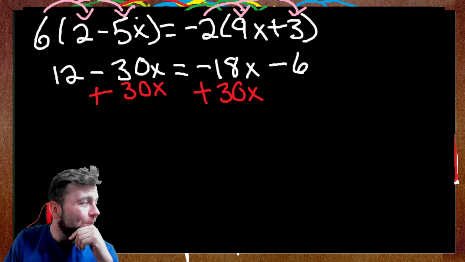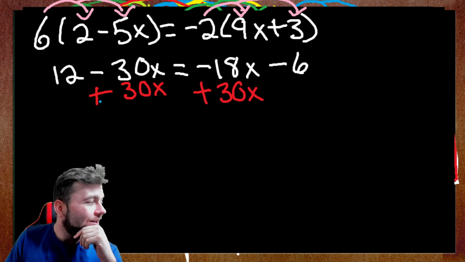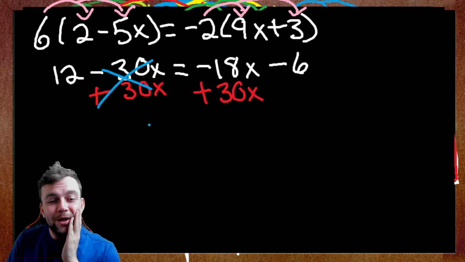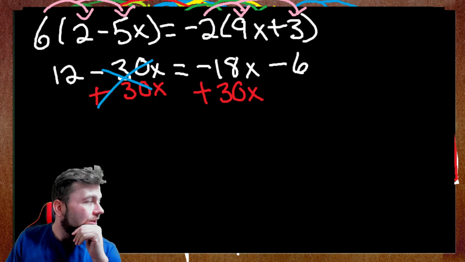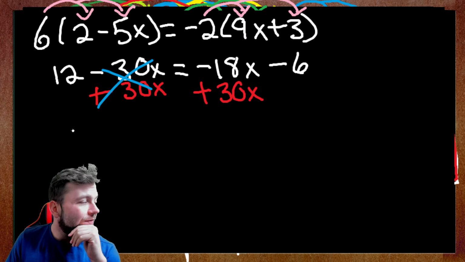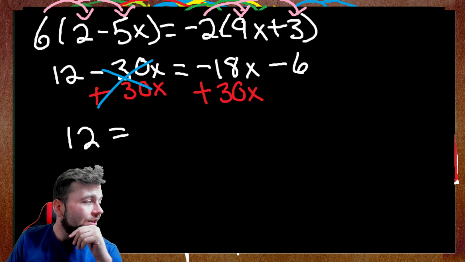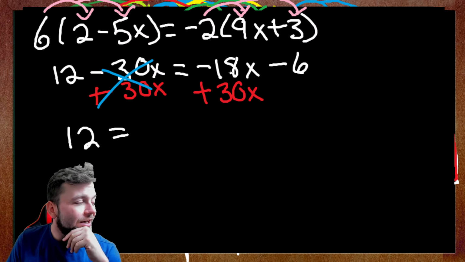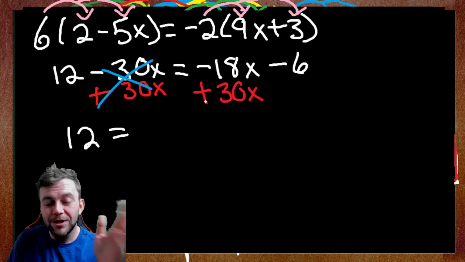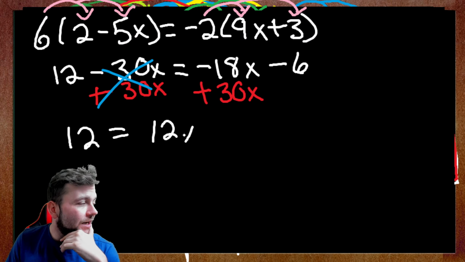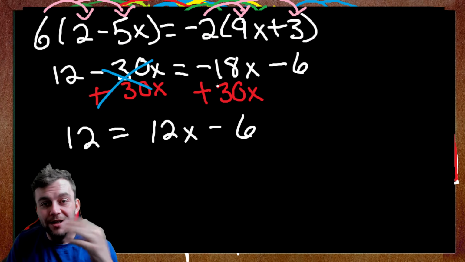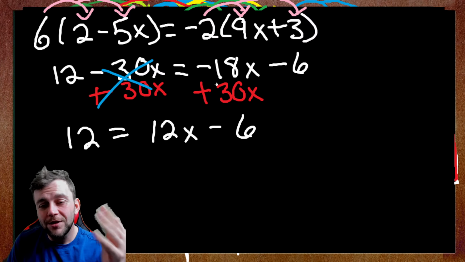Okay, so let's go ahead and we're going to get rid of that. Minus 30 plus 30 goes down to 0. Let's rewrite this left side. So we have 12 equals there. That's the left side. That's it. Negative 18x plus 30x. What is a negative 18 plus 30? That is 12x minus 6. So negative 18 plus 30. I did it in my head. Just count up. Okay.